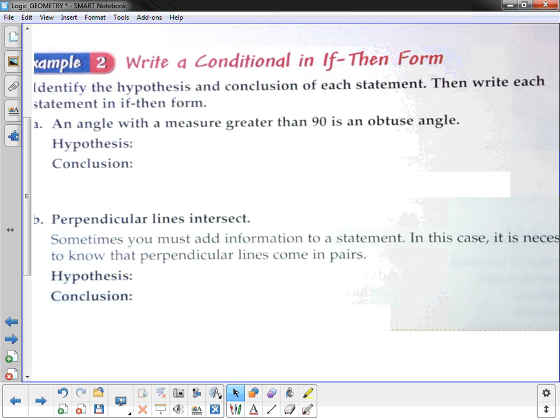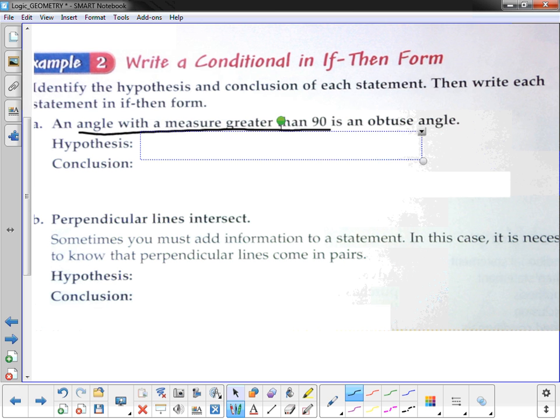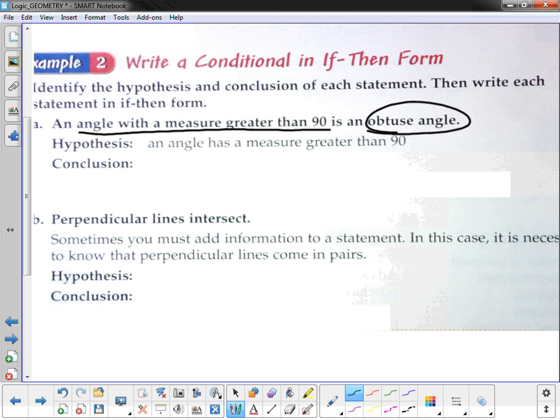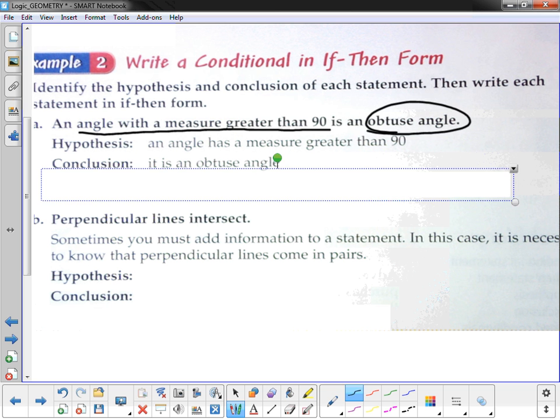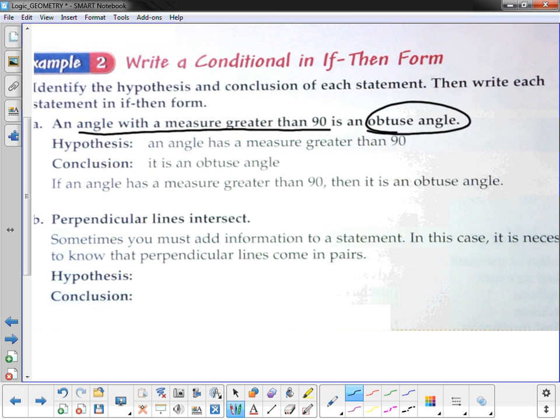Well, what am I talking about? I'm talking about this angle with a measure greater than 90 degrees. So that would have to be my hypothesis: an angle has a measure greater than 90 degrees. Well, what's the result of that? The result is that I have an obtuse angle. So my conclusion is it is an obtuse angle. So how do I write that as an if-then statement? I say, if an angle has a measure greater than 90 degrees, then it is an obtuse angle.